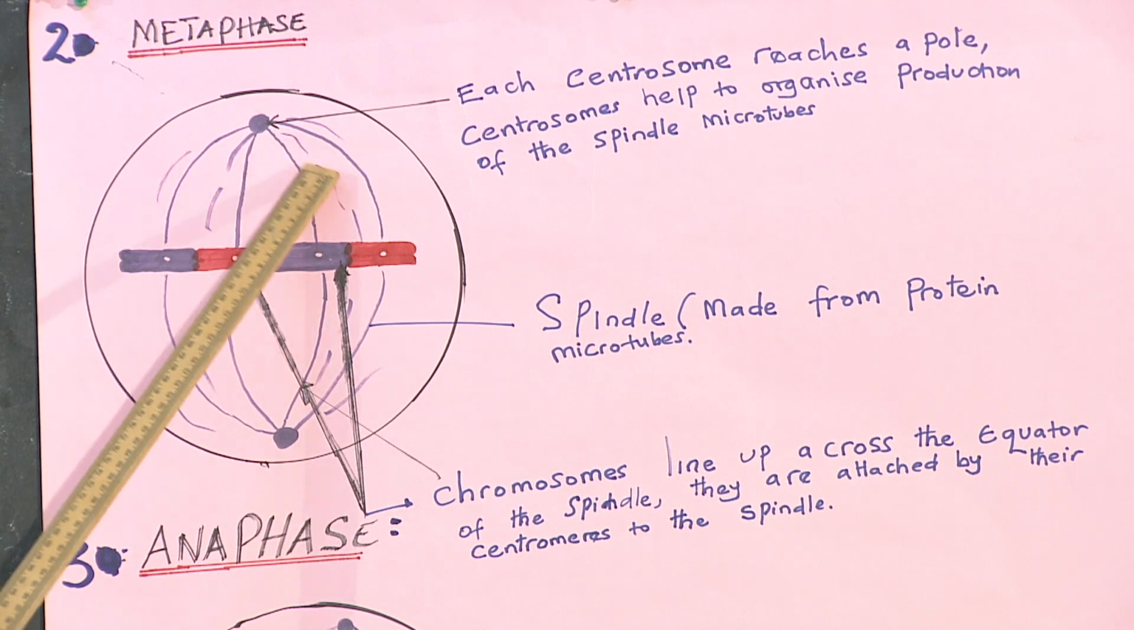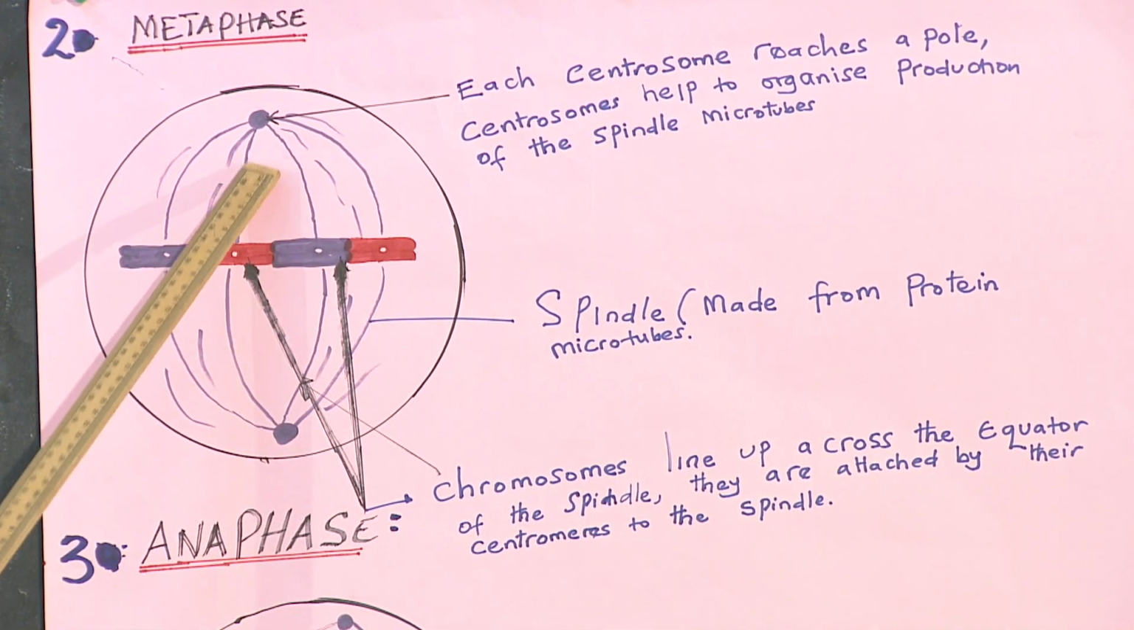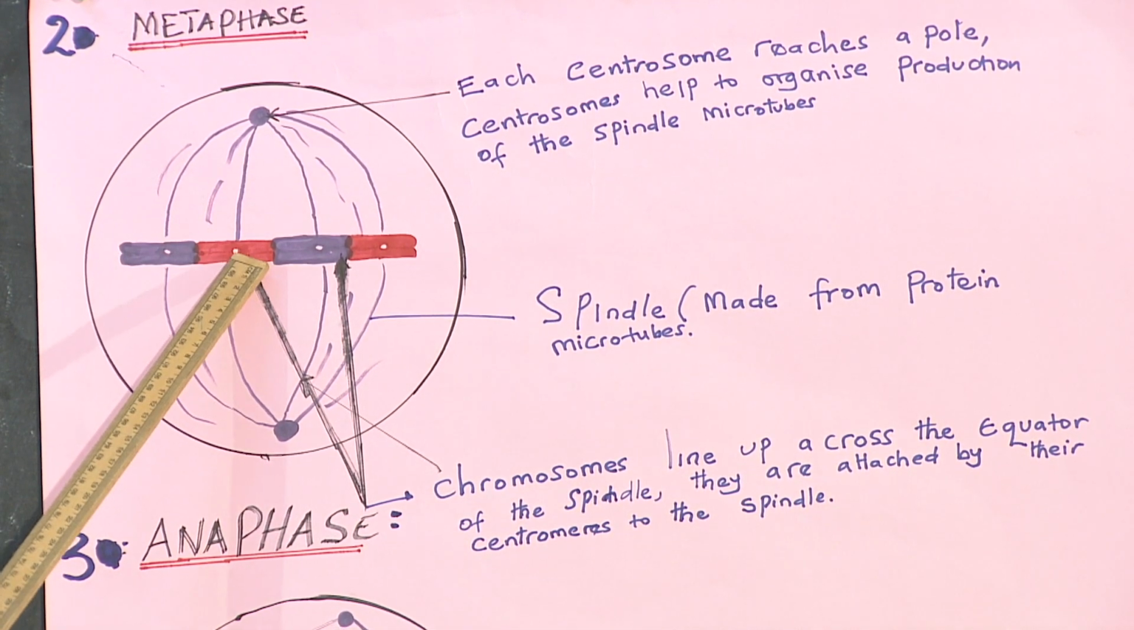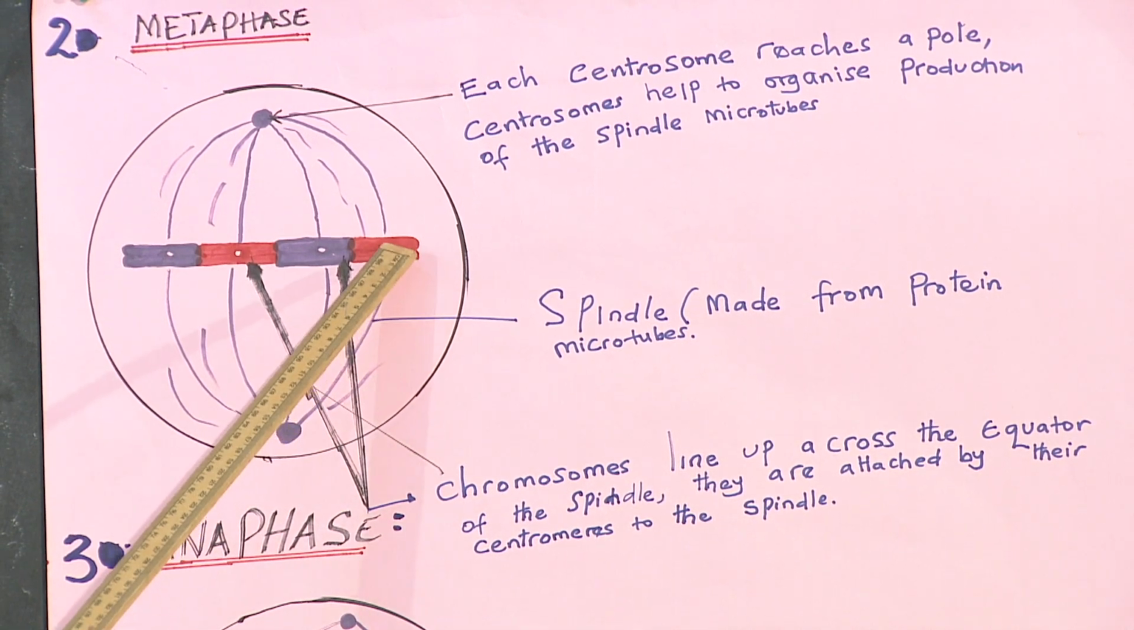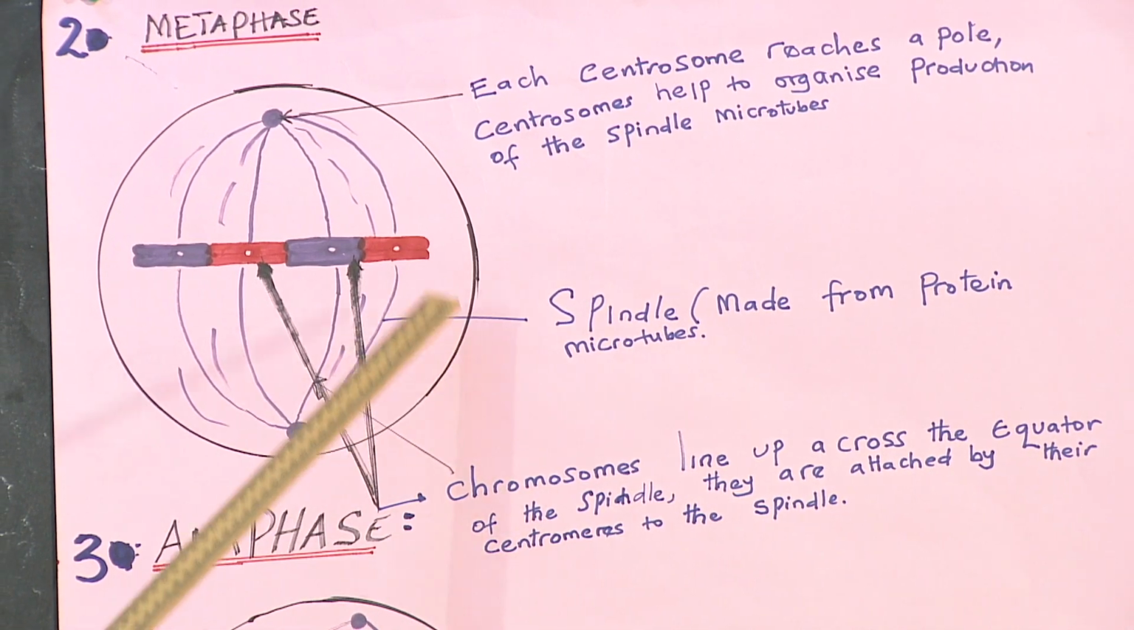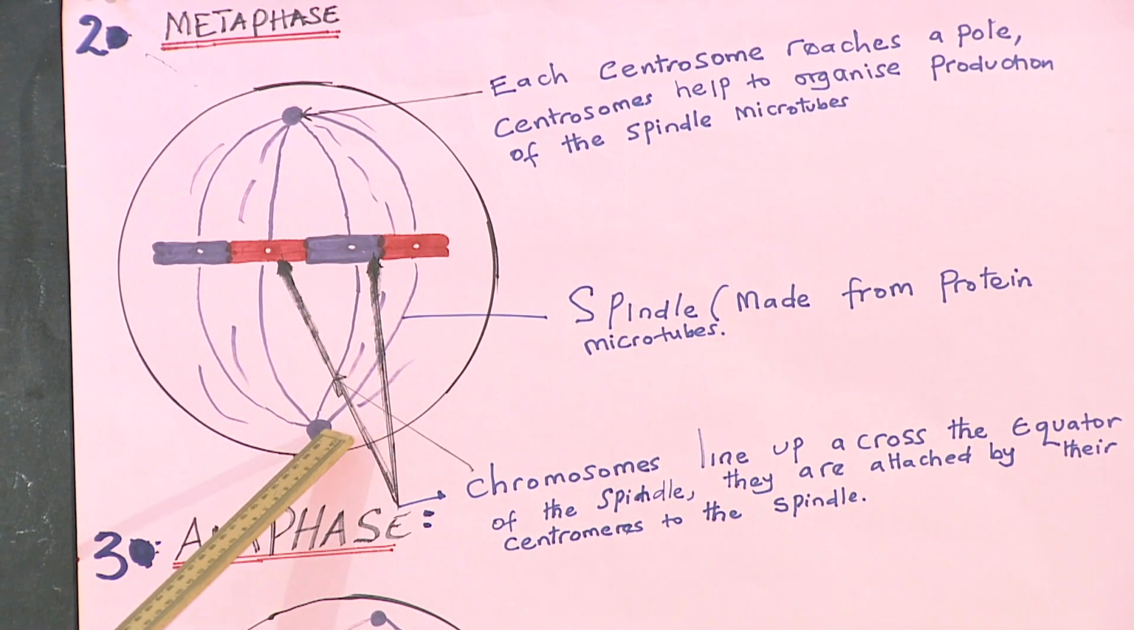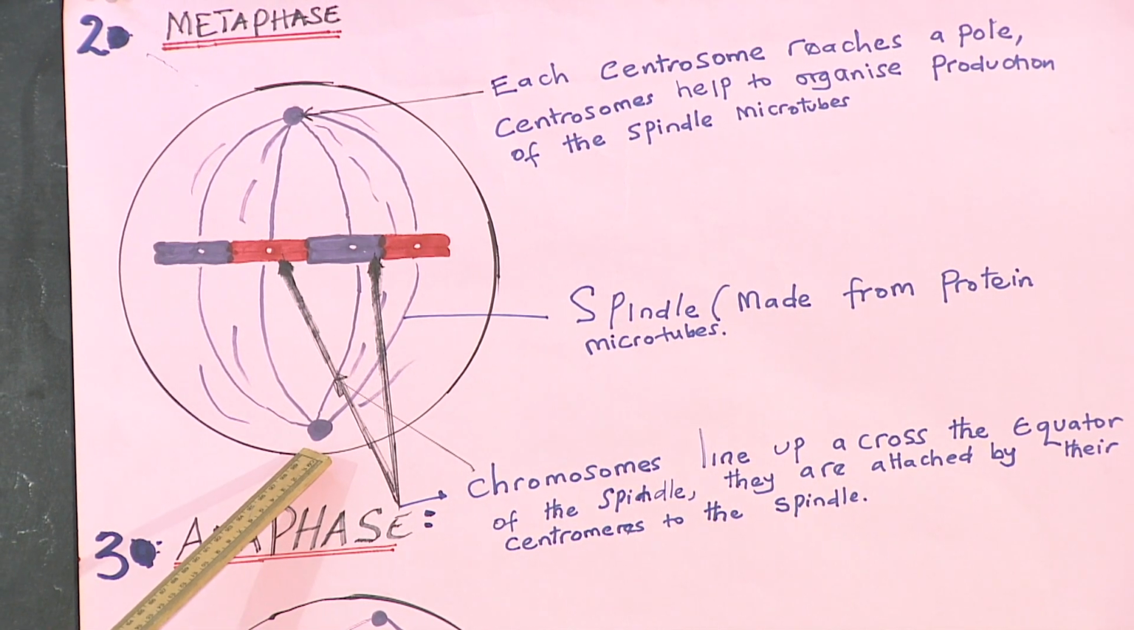Here, these are called spindle fibers. These are what you call centromeres, like a point in the middle of the chromosomes. So the spindle fibers attach to the centromere of each chromosome.